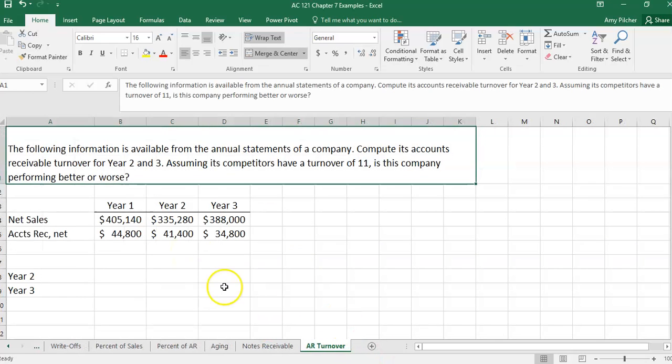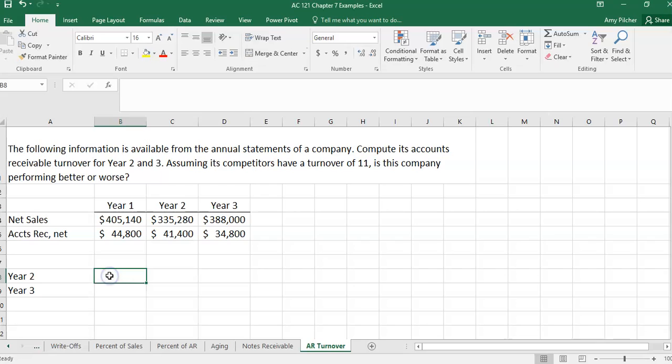The last example that we're going to look at is accounts receivable turnover. So accounts receivable turnover is a measurement of how many days it takes for our customers to pay us. So first we're looking at year 2, and then we'll look at year 3. So in year 2, the calculation for accounts receivable turnover is sales divided by average accounts receivable. So for year 2, we would take year 2 sales divided by year 1 sales plus year 2 sales divided by 2. That's average accounts receivable.